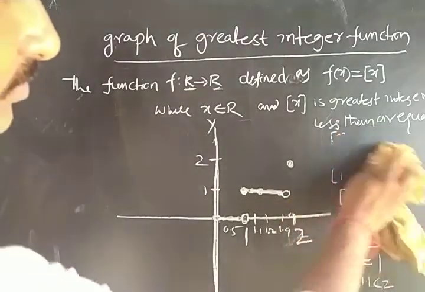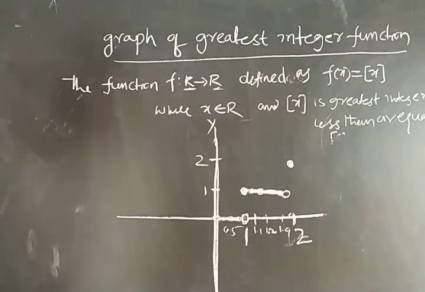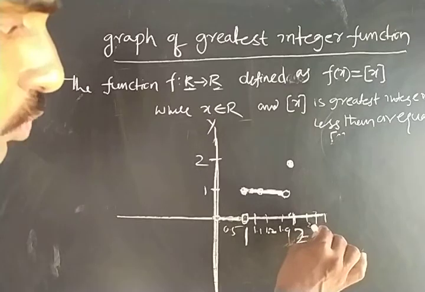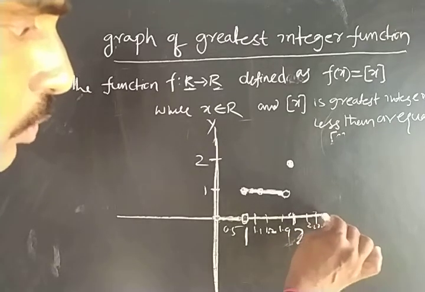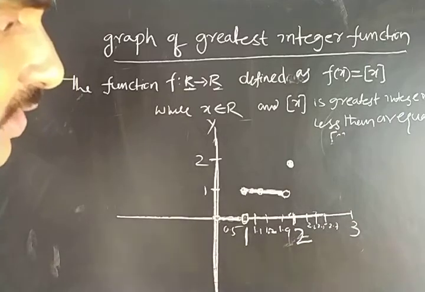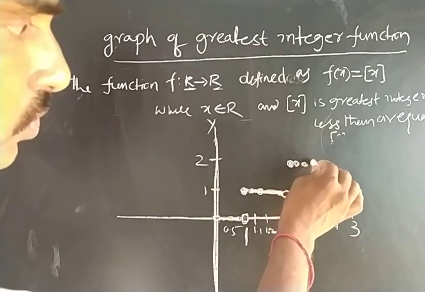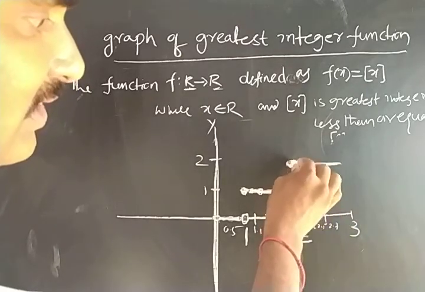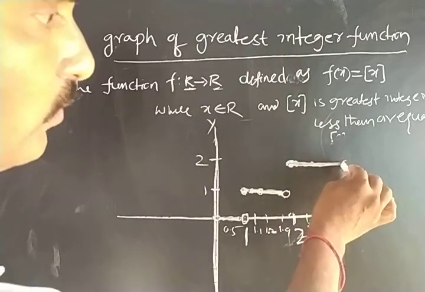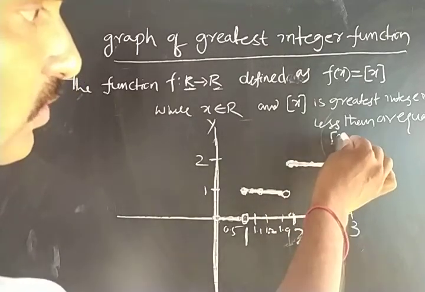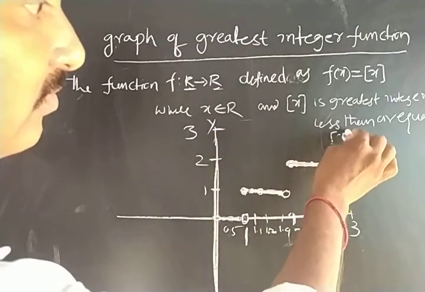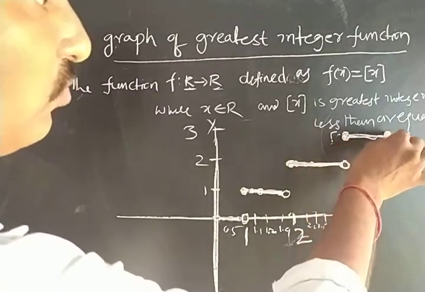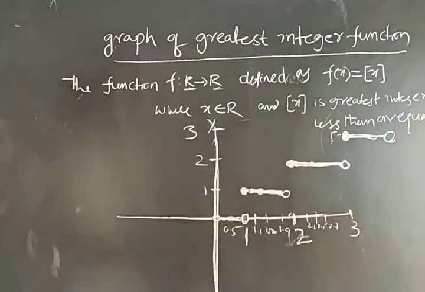After 2 onwards, if you take 2.5, 2.7, up to nearer to 3, you will get 2 only. So by joining all these images, you will get one line. But at 3, you don't have any image here; you will have the image at 3 here. Again a shaded circle here, a dotted circle there, at 3. Again you will get the same pattern up to 4. Okay, this is the graph.